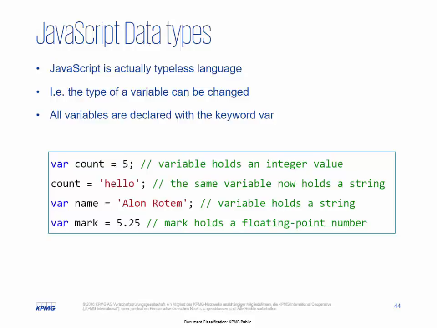But note that the first variable here, count, is first assigned to 5, and then it's assigned to the string hello. That's perfectly legal in JavaScript. In every other language, you'll have a compile time error. But with JavaScript, you can do whatever you want. Then we have another variable which holds a string, but this one is fine because it's not changing.